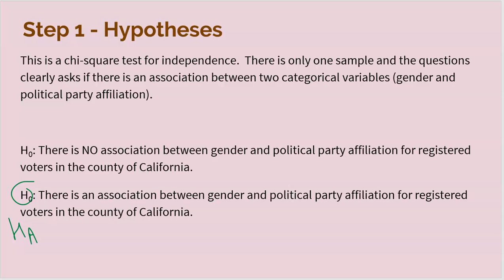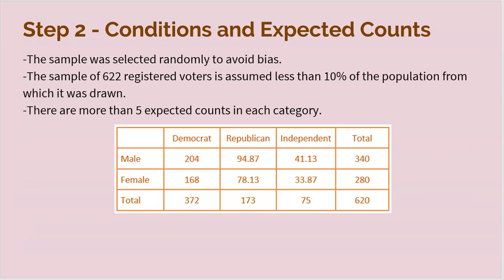Okay, now let's jump into step 2. Check those conditions, which should be pretty easy, and find the expected values. Once again, for example, how did I get 33.87 as the expected value for females that are independent? I took the row total times the column total divided by the grand total. And that's how I got 33.87.